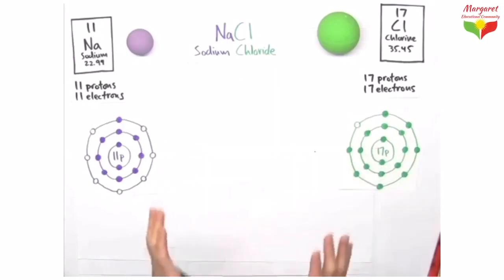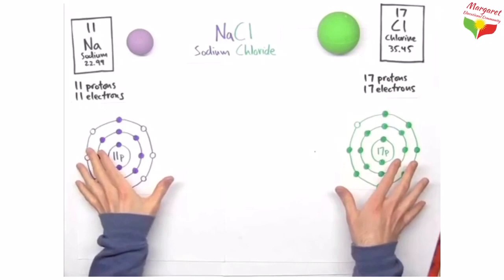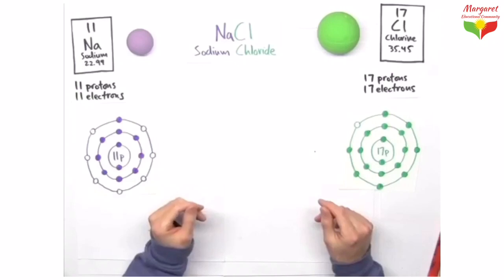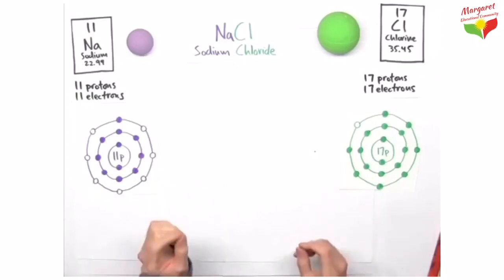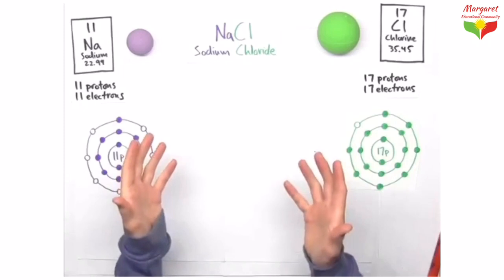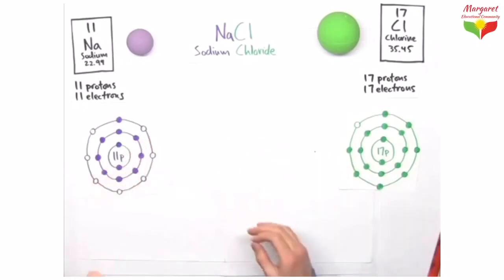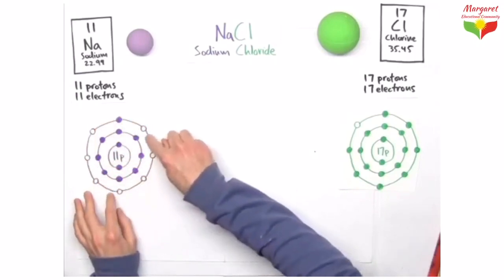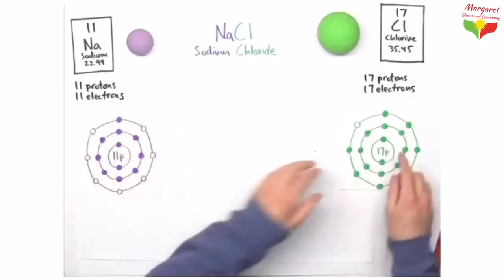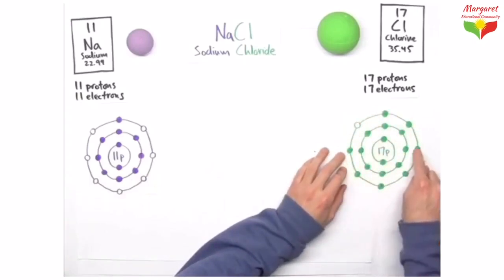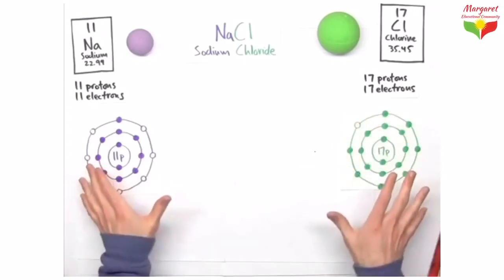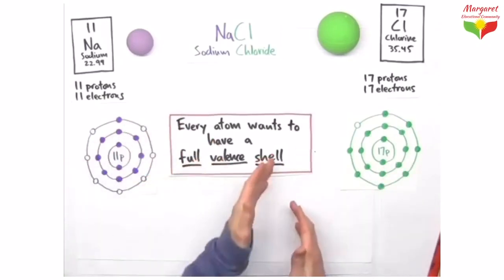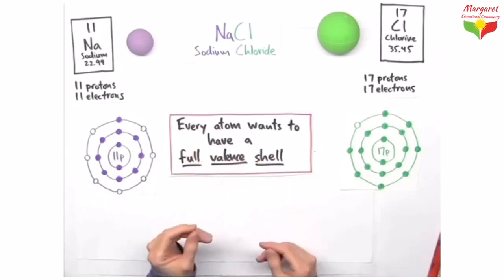Now you may not be able to tell from this diagram, but these are two very unhappy atoms. The reason why has to do with the valence shells. The valence shell is the outermost level of energy that contains electrons. For example, this is the valence shell of sodium. It's got one electron here. And this is the valence shell for chlorine. Okay, the reason why these two atoms are so upset is because every atom wants to have a full valence shell. It's like every atom's goal in life.